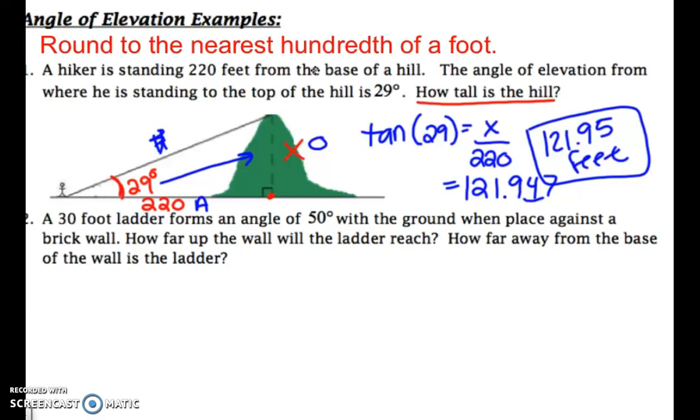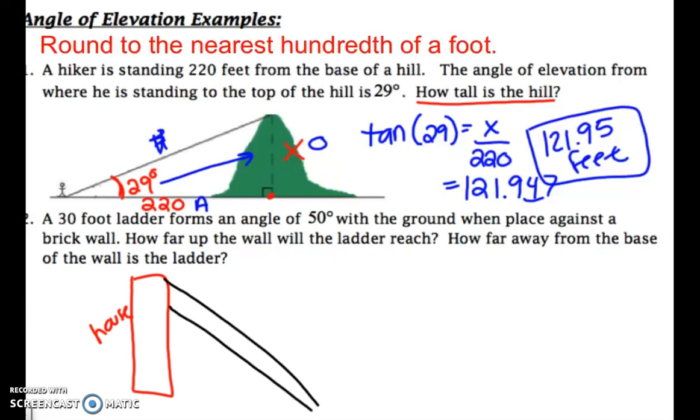How cool. All right, on number 2, you have a 30-foot ladder that forms an angle of 50 degrees with the ground when placed against a brick wall. So, if you have ever seen a ladder, let's say this is our brick wall, this is our house, and you've got some ladder that is tilted up against it.